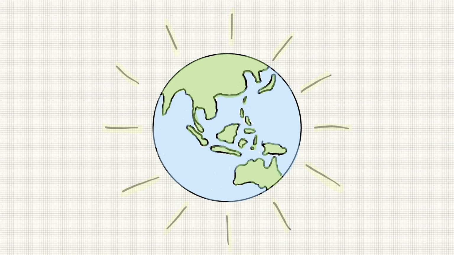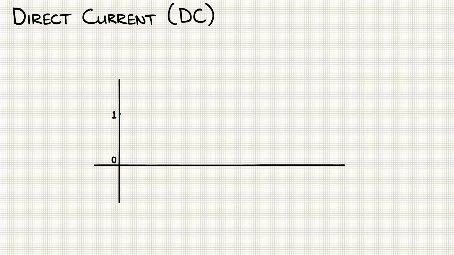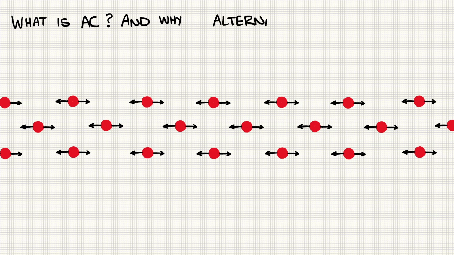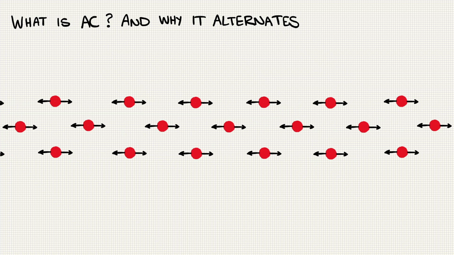Electricity powers our modern world. Most of that power doesn't flow in one direction like a battery in direct current. It alternates, back and forth, in a sine wave. This is the foundation of alternating current. In AC, the flow of electrons changes directions many times each second.